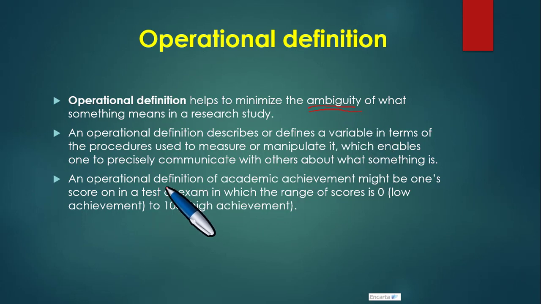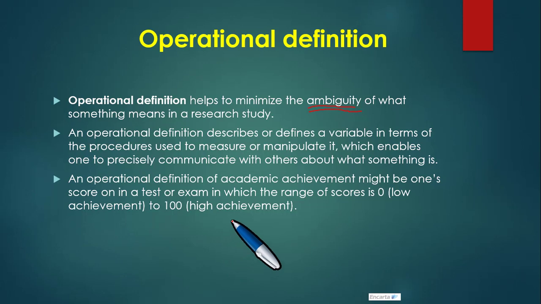Now, an operational definition describes or defines a variable in terms of the procedure used to measure or manipulate it, which enables one to precisely communicate with others about what something is. It tells us how they are measured or how they are manipulated in case of a categorical variable, such as teaching method, that this teaching method was assigned to this group and this one was assigned to that group. In a subsequent video, we shall explain how a situation in which the variables are manipulated.